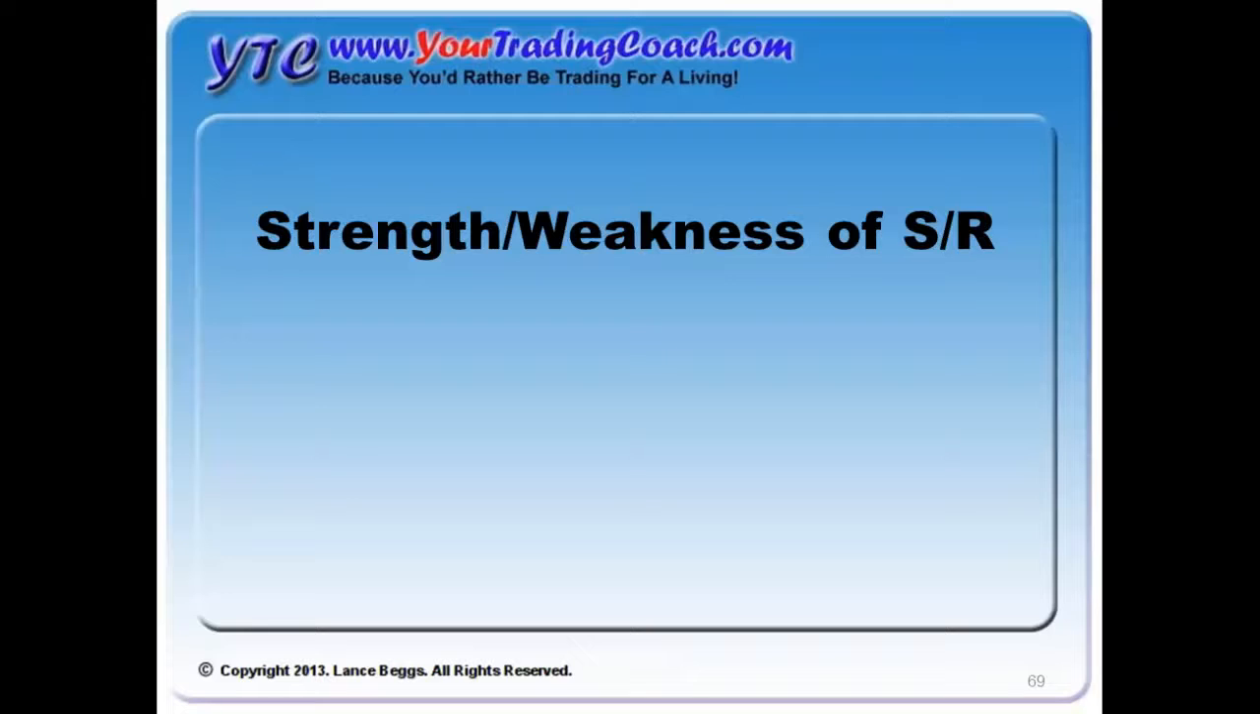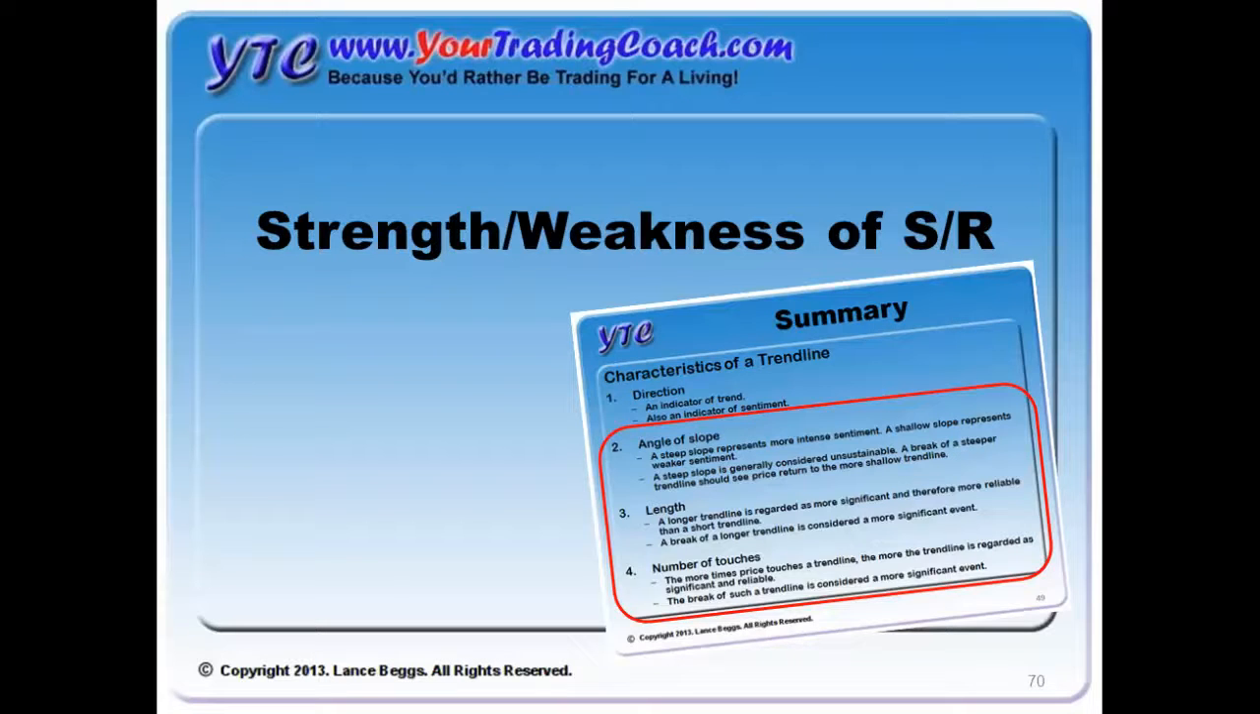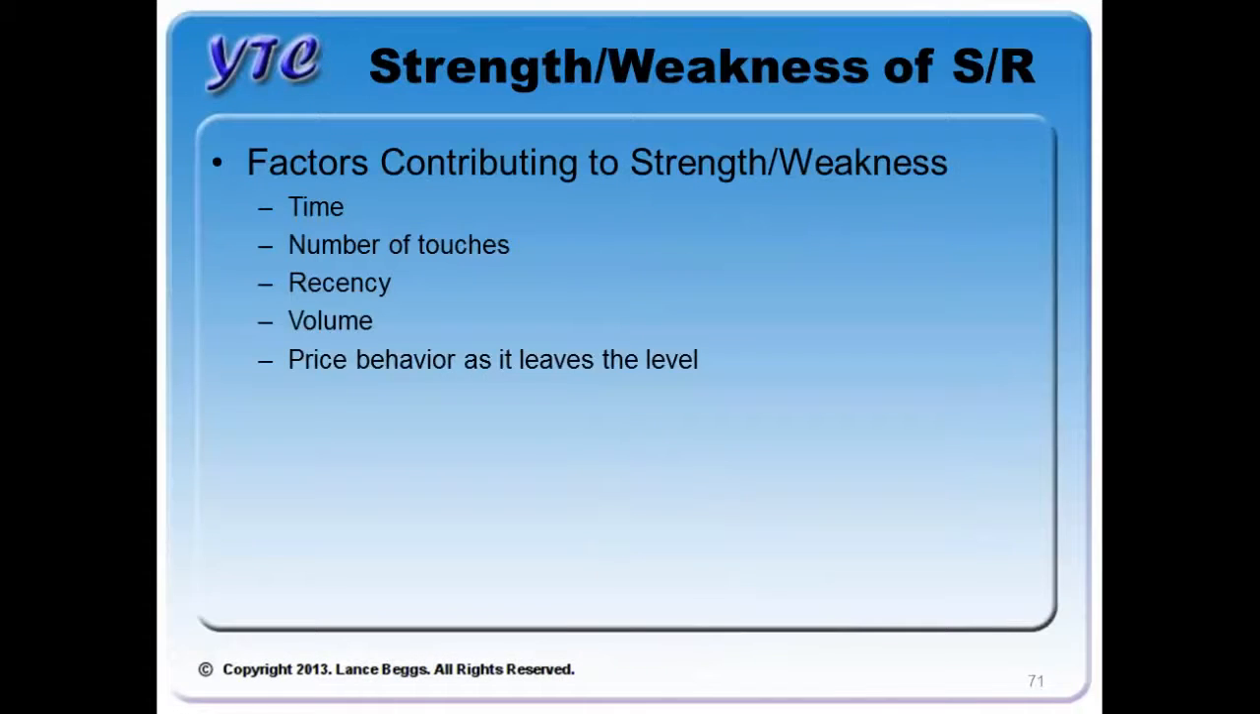But now, the next major topic, assessing the strength or weakness of support and resistance. You should recall back in the trendlines video, we discussed a number of factors which could determine which was a stronger versus a weaker trend line. Much the same concept applies to a support and resistance level. There are several factors which allow us to determine the relative strength or weakness of a level: time, the number of touches, the recency of the level, the volume, and the way the price behaves as it leaves the level.